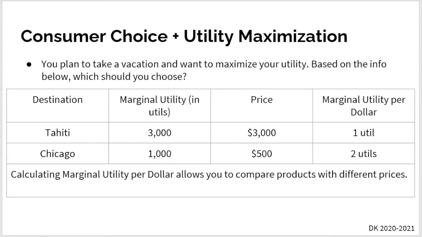Well, we have to look at something called the marginal utility per dollar, which is just marginal utility divided by the cost, or divided by the price. By calculating marginal utility per dollar, it allows us to compare products with different prices. It allows us to compare apples with oranges. And so we can never just look at the marginal utility by itself whenever we're comparing 2 goods. Now that we know what the price is, $3,000 and $500, we know that we should go to Chicago because we're gaining more marginal satisfaction from going to Chicago compared to Tahiti.